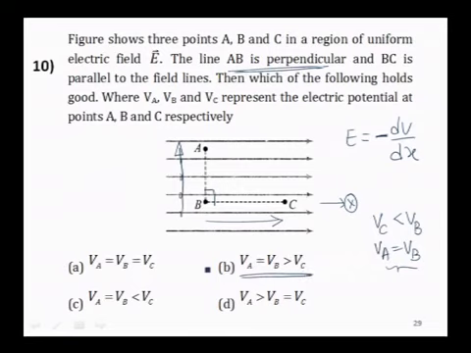For question 10, the correct option is B. So again, notice that these are all conceptual questions based on this simple equation: electric field is the negative potential gradient.